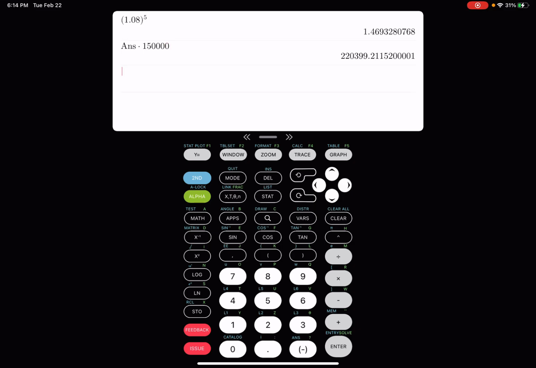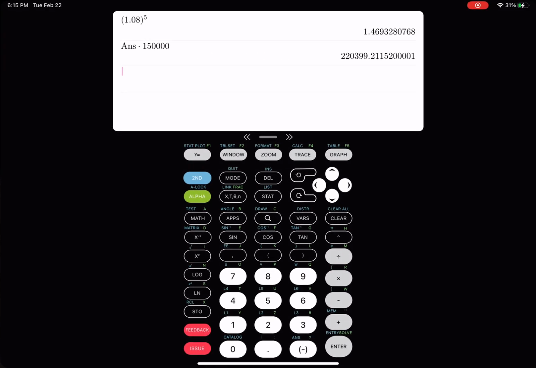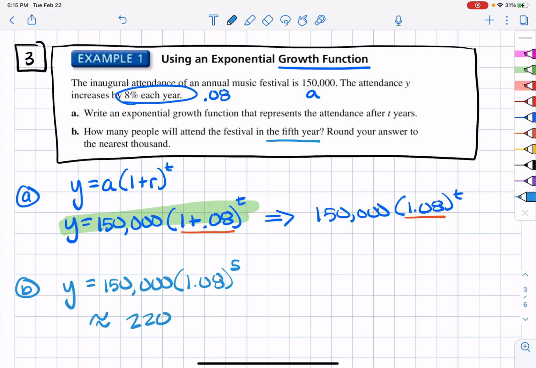Push enter, and we're getting 220,399. So something like that. So I'll say to the nearest person, 220,399 to the nearest person, right? So this is going to be approximately 220,399. Okay. So that's to the nearest person. And that's how you do number 3.